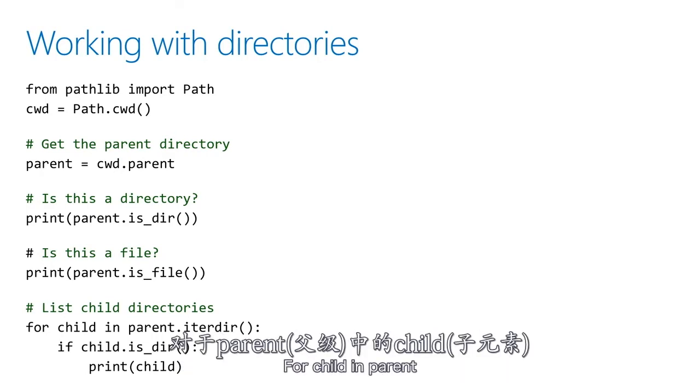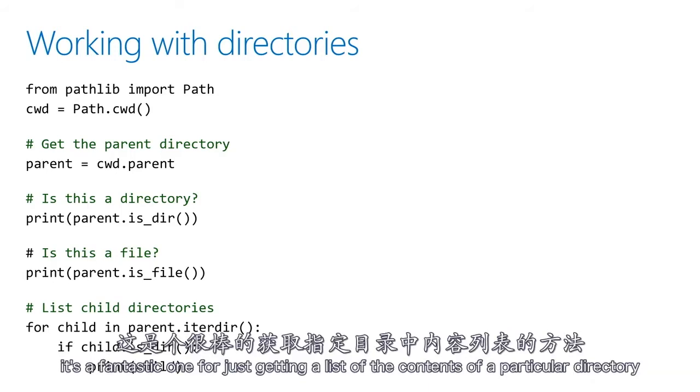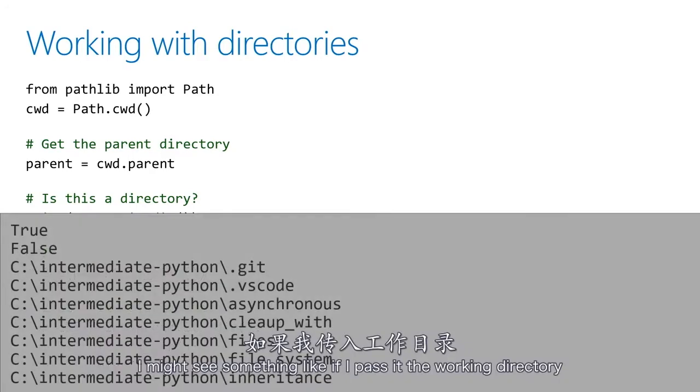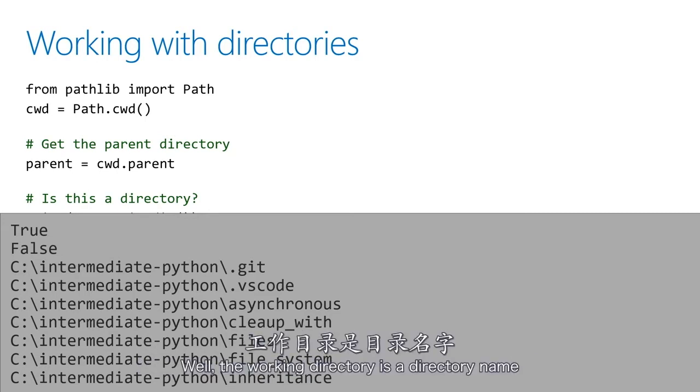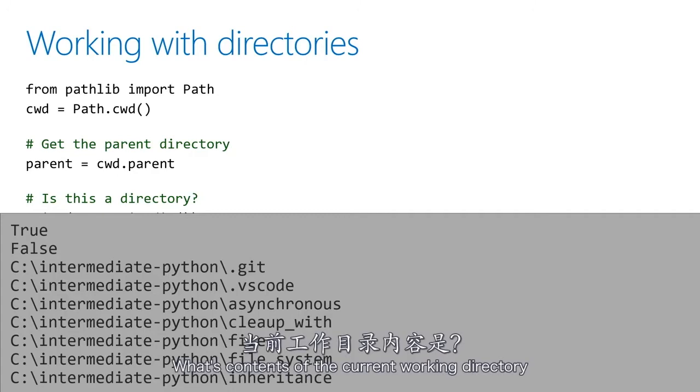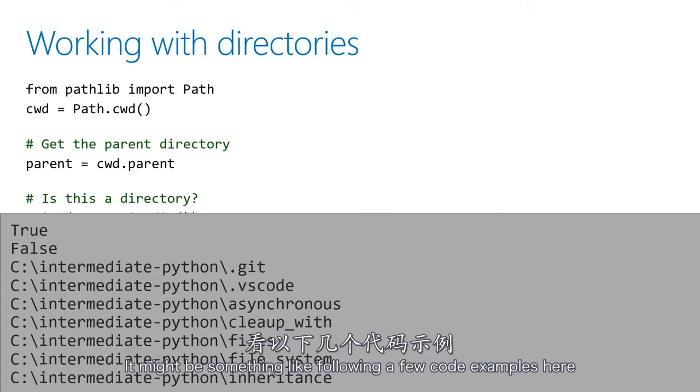And for child in parent is a fantastic one for just getting a list of the contents of a particular directory. So if I was to run that, I might see something like, if I pass it the working directory, well, the working directory is a directory name. So is it a directory? True. Is it a file? False. And what's the contents of the current working directory? It might be something like the following, a few code examples here.